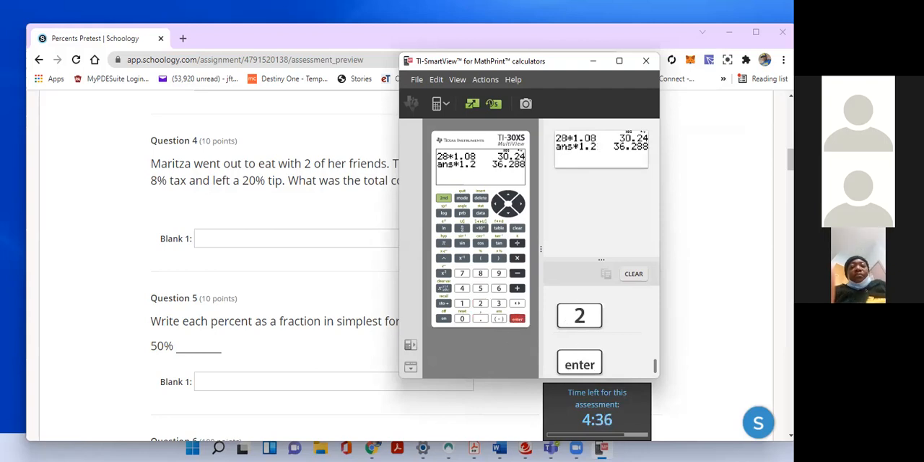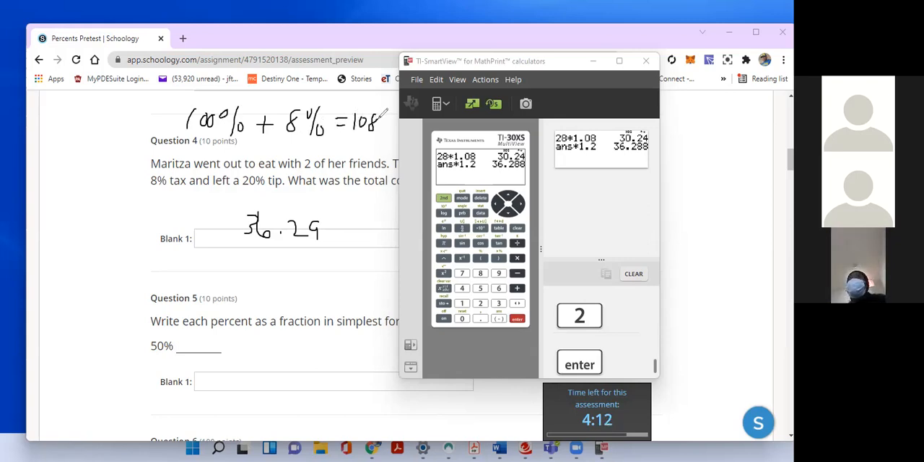Two steps, and I get my answer of 36.29. Instead of a 1.5 minute to 2 minute problem, understand that 8% is added to the total. So 100% plus the 8% is 108%. 108% is the same as 1.08. So this is the first calculation I did, 28 times 1.08.